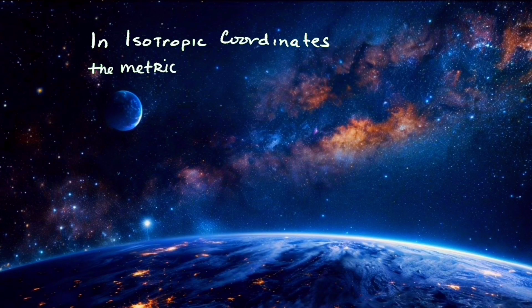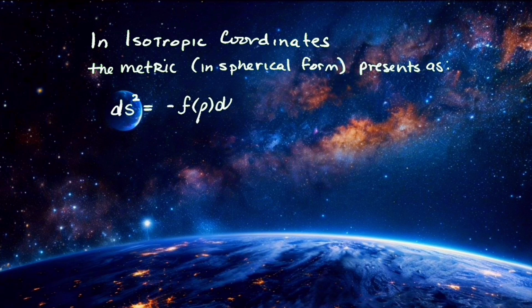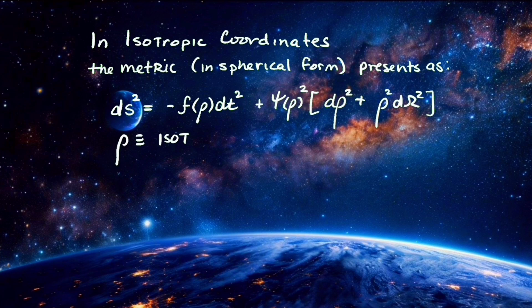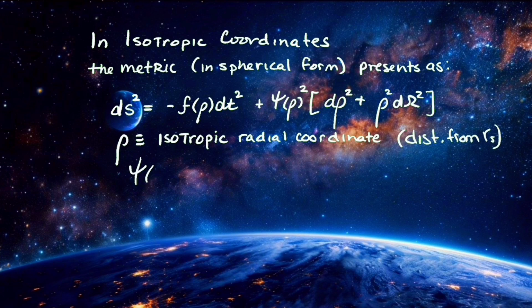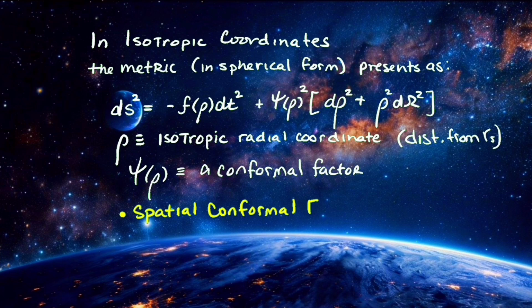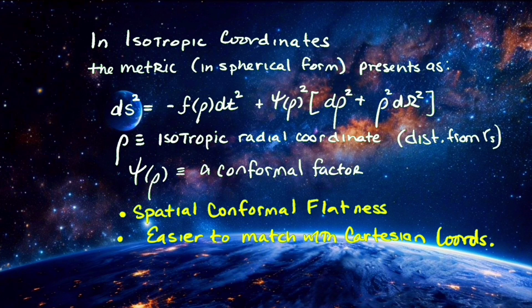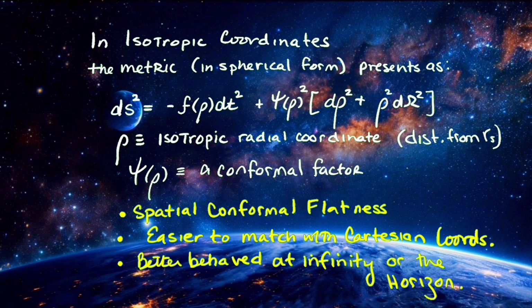So in isotropic coordinates, the metric in spherical form presents as follows. Rho being the isotropic radial coordinate, distance from the Schwarzschild radius. Psi of rho is going to give the conformal factor. We have spatial conformal flatness, and this is easier to match with Cartesian coordinates, better behaved at infinity or the horizon.